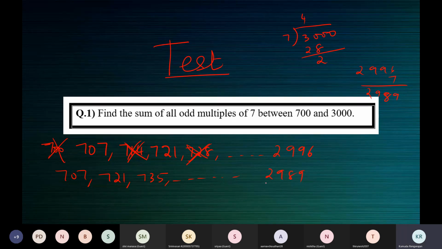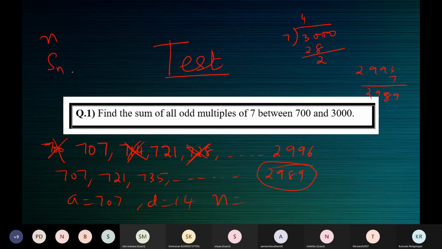So this is the AP, where the first term is 707 and the common difference is 14. 721 minus 707, 14 is the common difference. An is equal to 2989. Find the value of n. Then find Sn. As some of you said, n is 164 and Sn, the sum of all the odd multiples, is 303072.